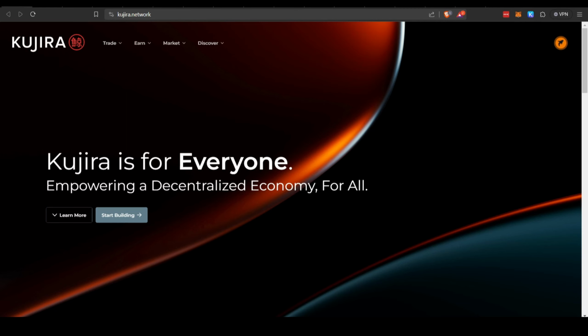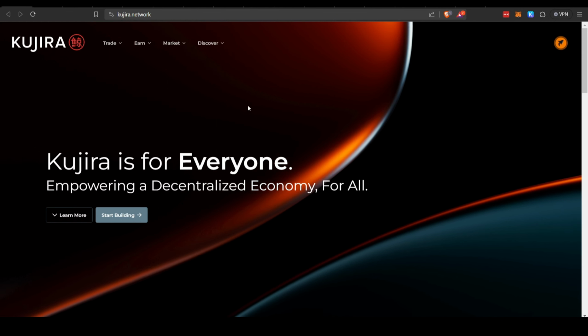Today we're going to look at the Kujira blockchain, how they've developed their ecosystem in such a short period of time, and how you can invest in staking and DeFi to earn crypto yield. Let's get right into this one.